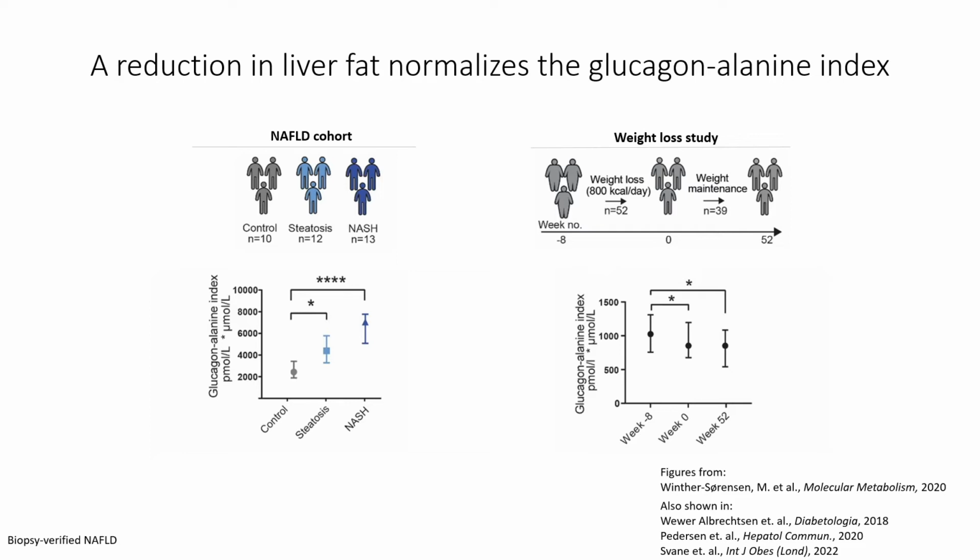We also calculated the glucagon-alanine index in a weight loss study where obese individuals lost weight with a very low-calorie diet and then entered a one-year weight maintenance program. And you can see that the glucagon-alanine index decreases with the weight loss and remains low in the weight maintenance periods, indicating that a reduction in liver fat can normalize the glucagon-alanine index.